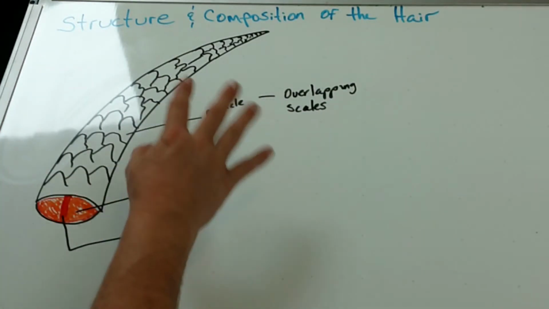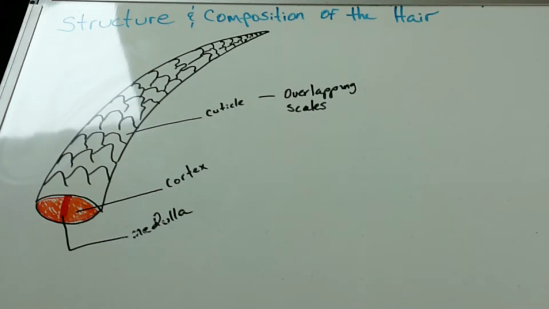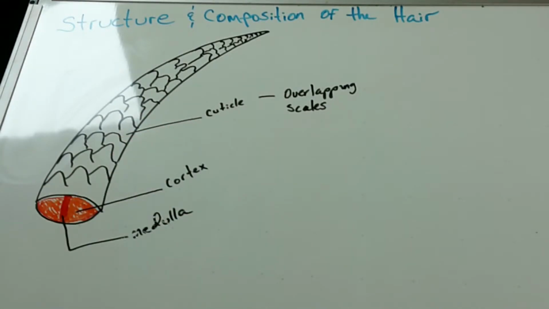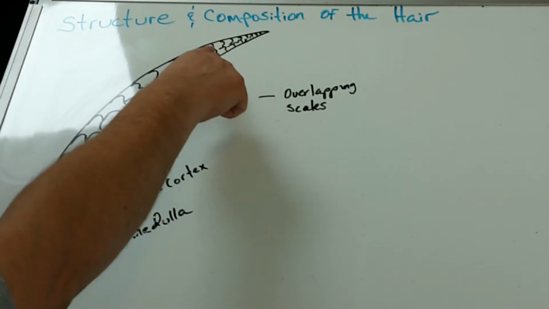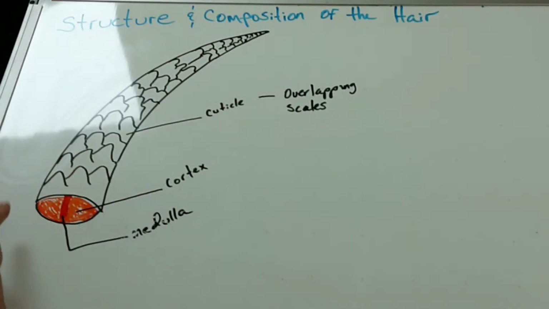So if you could take this picture here that I've drawn, I can tell you I'm no Leonardo da Vinci when it comes to drawing biology. But if you could imagine a strand of your hair just cut here in half, we would see that we have three different layers to the hair.